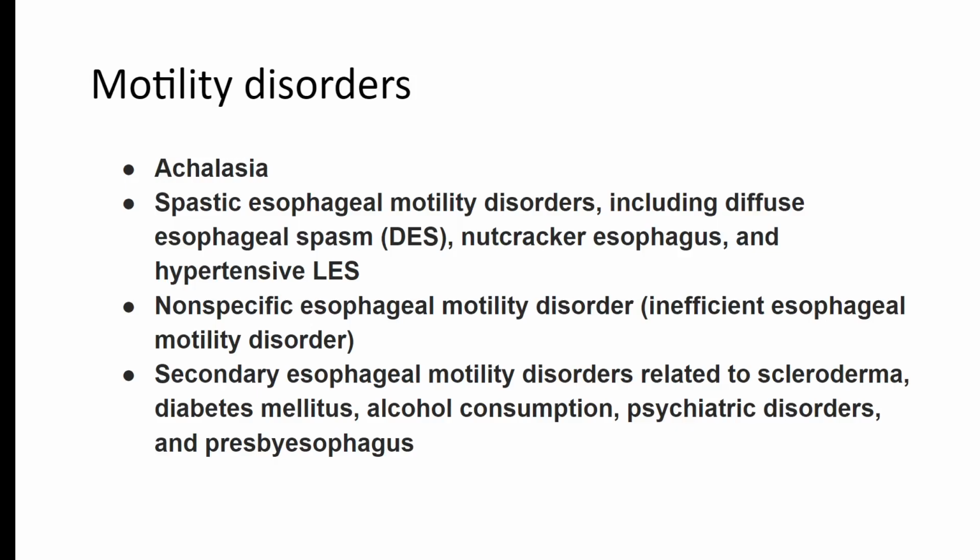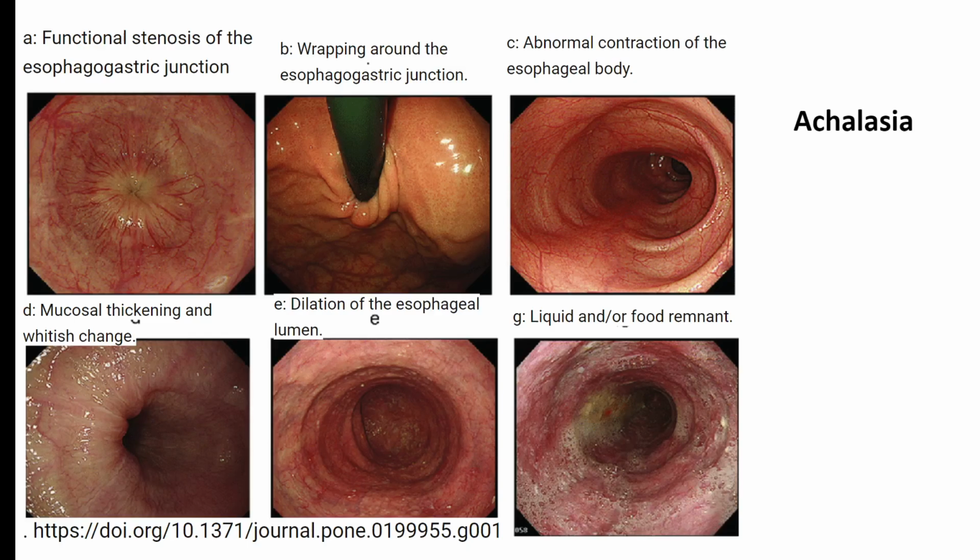Then, secondary to diseases like scleroderma, diabetes, alcohol consumption, and psychiatric disorders, these can also present as motility disorders. Now among them, achalasia is one of the conditions. Achalasia is produced due to spasm of the muscles initially.